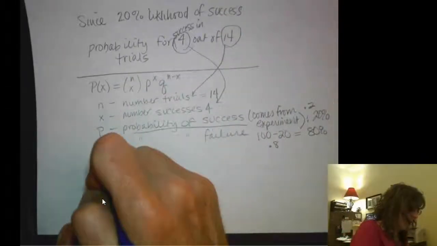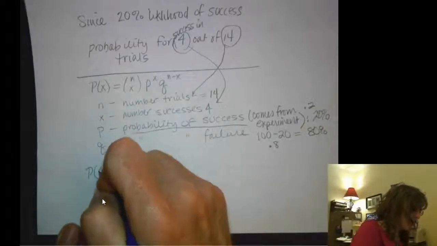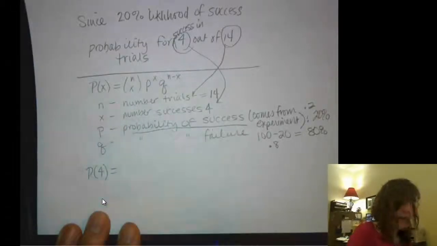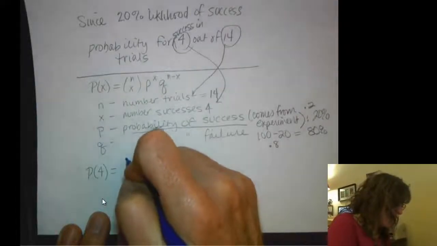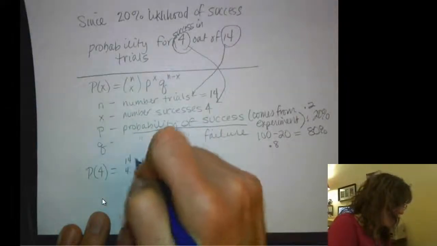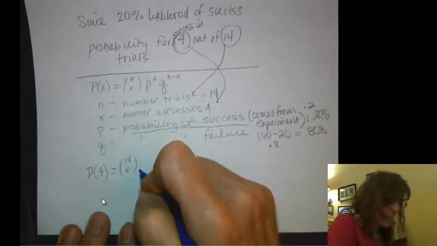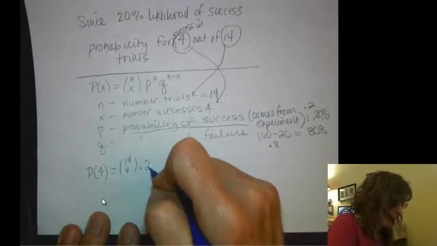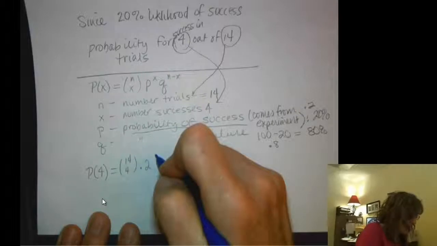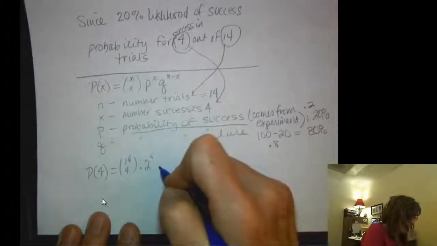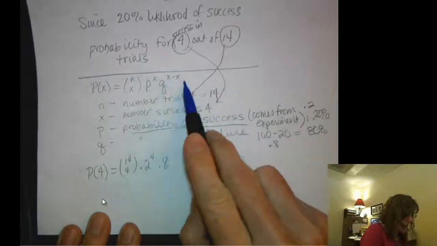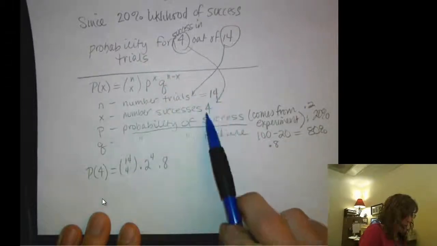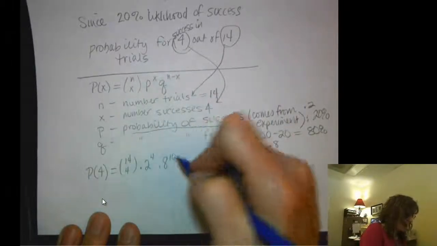Then we'll just plug them in. So the probability of exactly 4 successes is going to be 14 choose 4, and then my p is 0.2, and my x is 4, my q is 0.8, and my n minus x will be 14 minus 4, or 10.